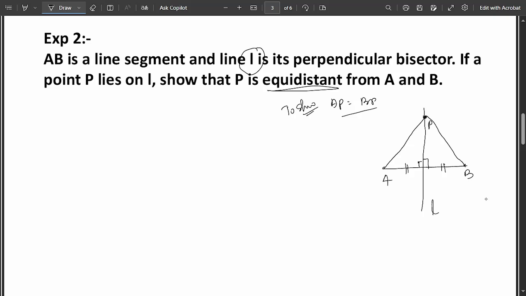So what is given? AB is the line segment, and L is the perpendicular bisector, that is, it is perpendicular to AB and bisects AB. Suppose I have named this point O. Given that L is perpendicular to AB and bisects it.